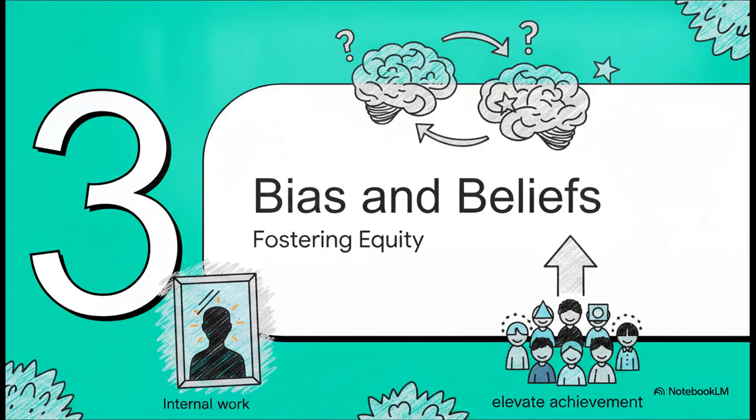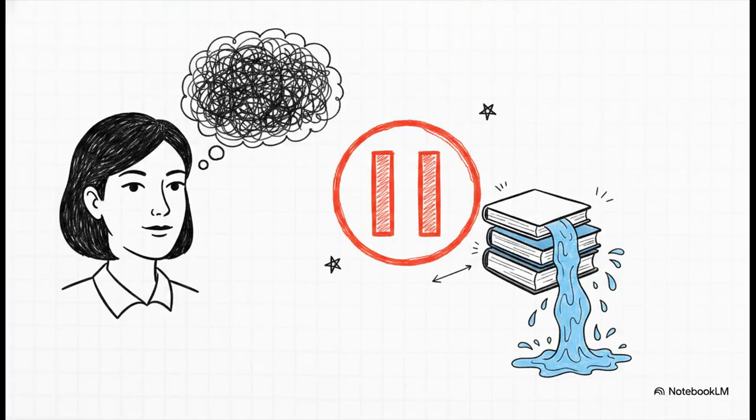Let's move on to Module 3, Bias Awareness and Beliefs. Shifting classroom dynamics like we just discussed requires some really deep internal work. To guide students to see themselves as capable learners, we kind of have to look in the mirror first. Research clearly shows that teachers' implicit biases and low expectations directly shape the quality of instruction they provide.